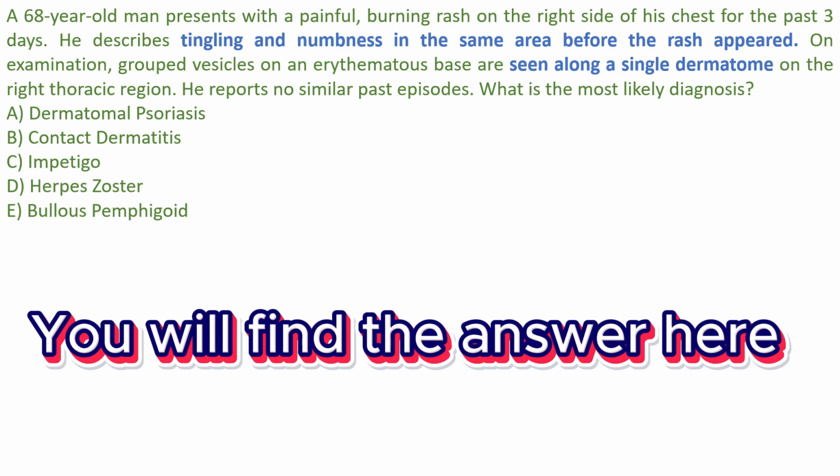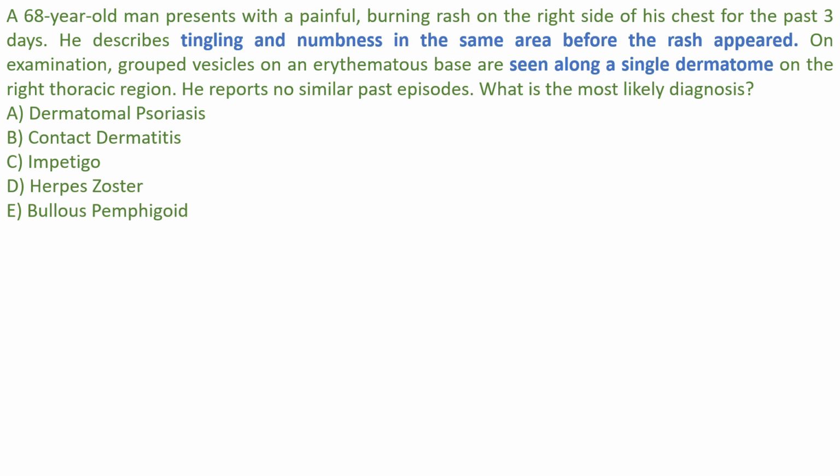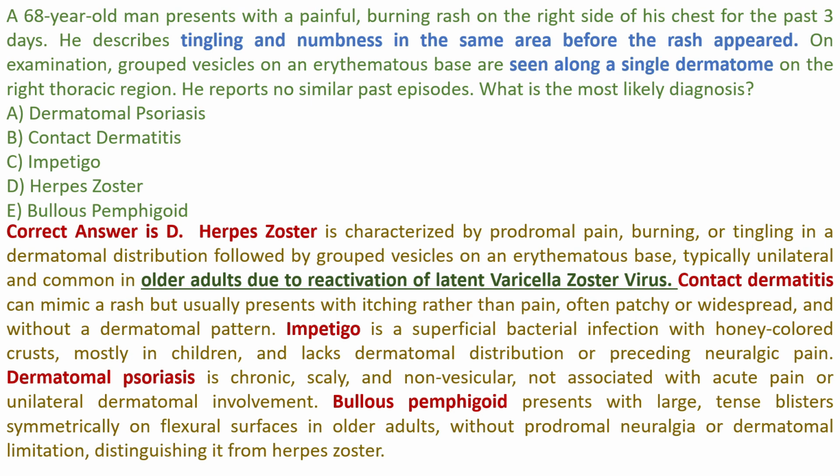A. Dermatomal psoriasis. B. Contact dermatitis. C. Impetigo. D. Herpes zoster. E. Bullous pemphigoid. Correct answer is D. Herpes zoster is characterized by prodromal pain, burning, or tingling in a dermatomal distribution followed by grouped vesicles on an erythematous base, typically unilateral, and common in older adults due to reactivation of latent varicella zoster virus.